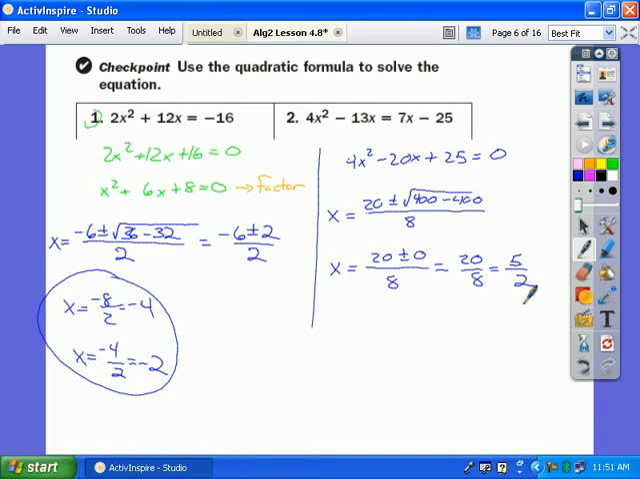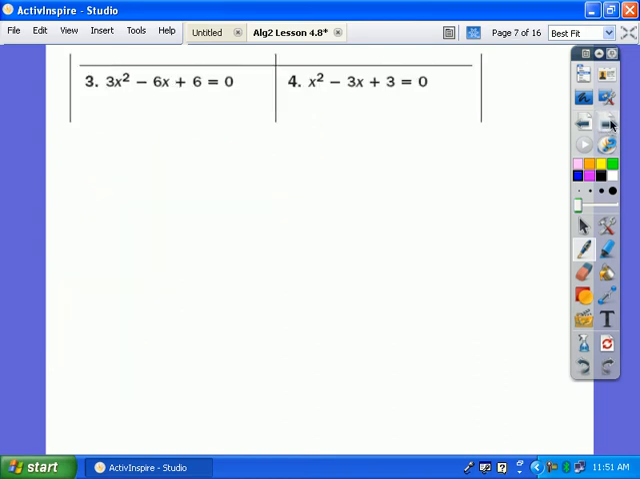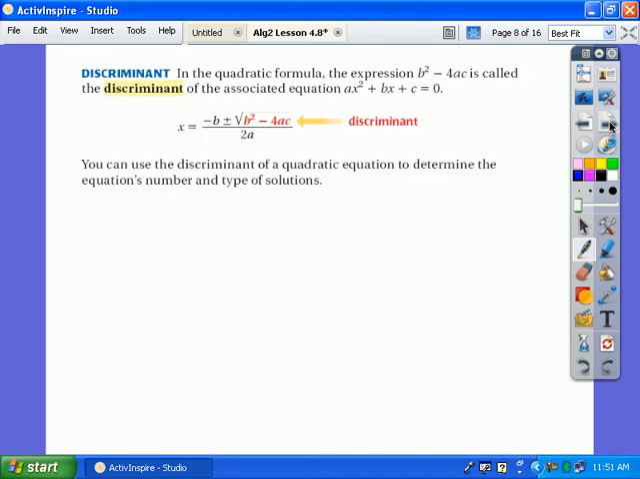Okay. I hope that after doing some of these problems, you begin to see that the square root part of the problem really determines what our solutions are going to look like. I'll explain that more in just a moment. Here are a few more practice problems if you want to do them on the video. Please do so. But the square root part of the quadratic formula really determines whether we're going to have two real roots, two imaginary roots, or one real root.